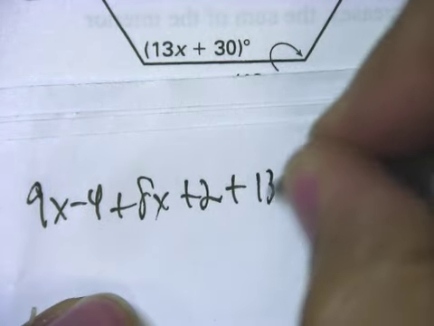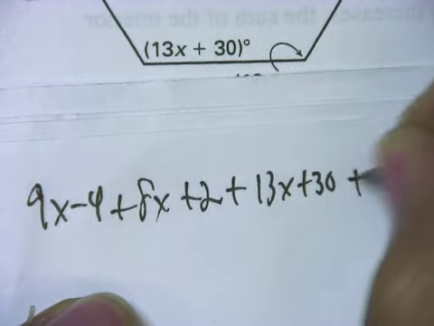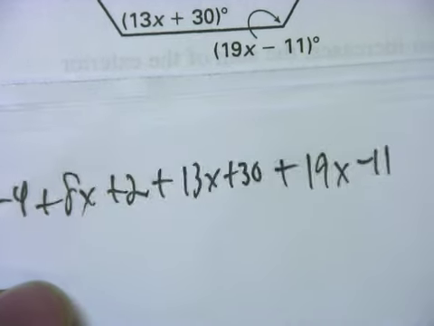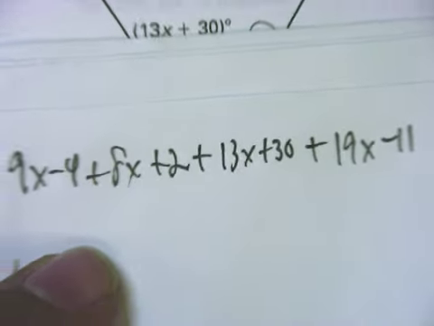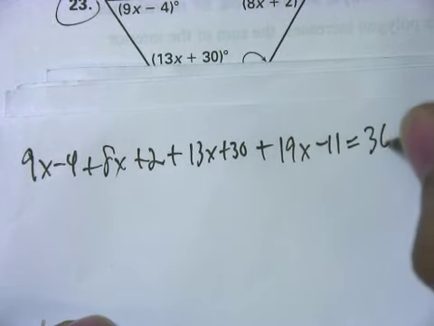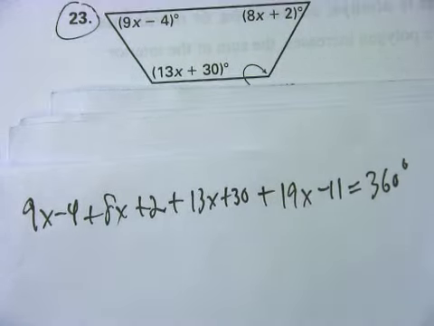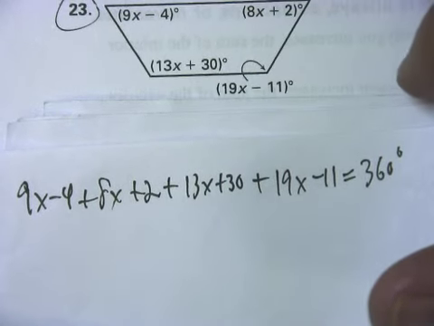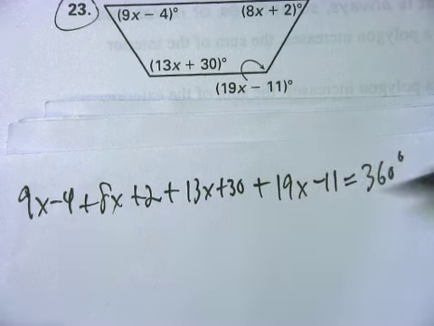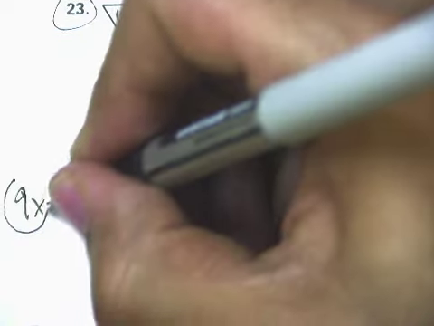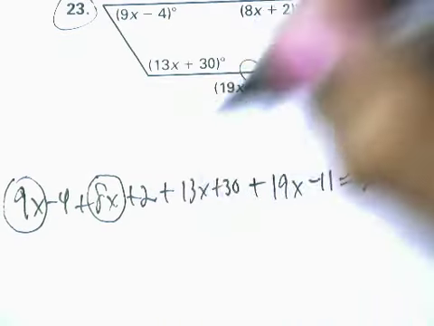Here's 9x minus 4 plus 8x plus 2 plus 13x plus 30 plus 19x minus 11. And all of these things added together should equal 360 degrees. So here are all the angles inside of my quadrilateral. I'm going to add all of them together and set them equal to 360.